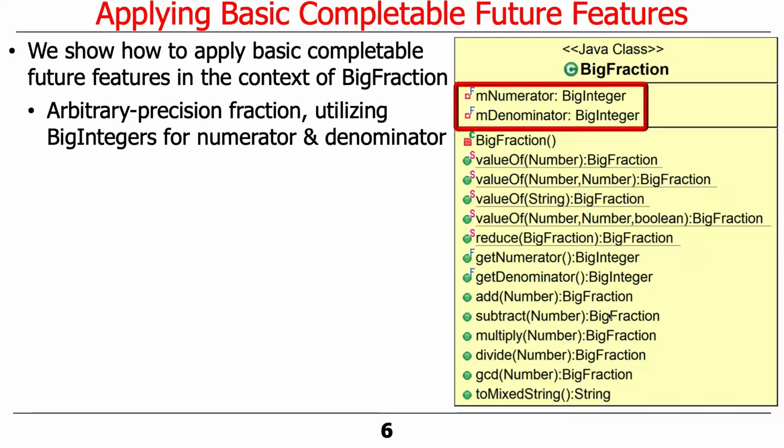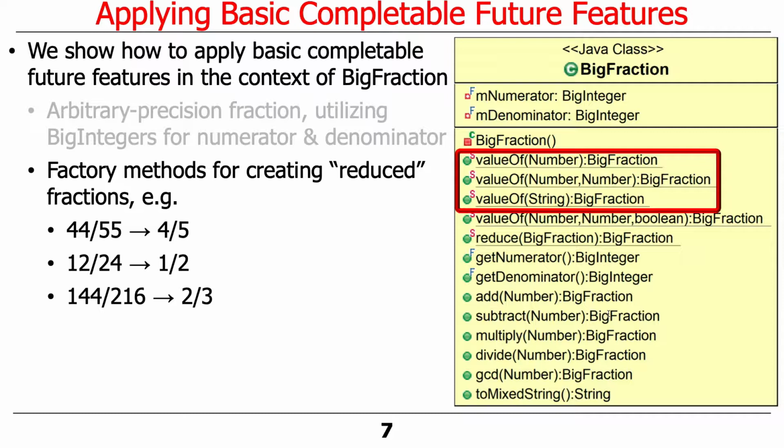So if you recall, what is a big fraction? It allows this arbitrary precision fraction using so-called big integers for the numerator and denominator. Big integers are a Java class in the Java class library that lets you do arbitrary precision arithmetic. And they take a while to run, which is why we're going to use the completable futures features here, as you'll see in a second.